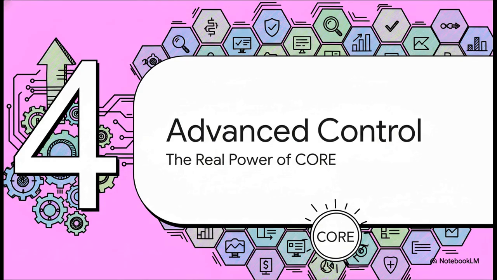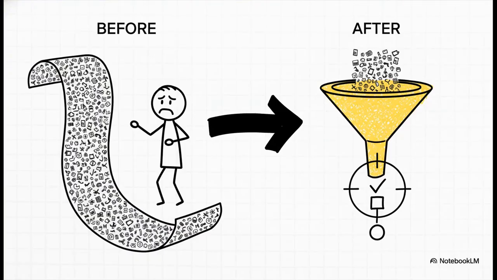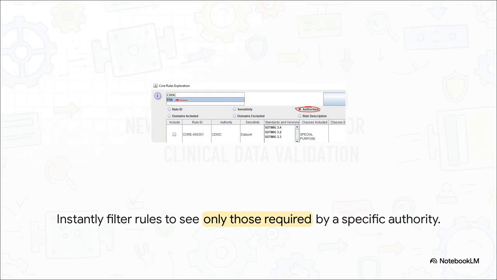Now, that simple workflow is already a massive improvement. But the real power, the truly revolutionary part, comes from the advanced level of control that CORE gives you over the entire process. This is where you go from just running validation to actually managing it. Instead of scrolling through this endless list of rules, you can filter through hundreds of them to find exactly what you're looking for with surgical precision. So, for instance, let's say you're getting a submission ready and you only want to run the rules that are required by the FDA. Simple. You just filter by authorities, you pick FDA, and bam, the list instantly narrows down to just those specific rules.